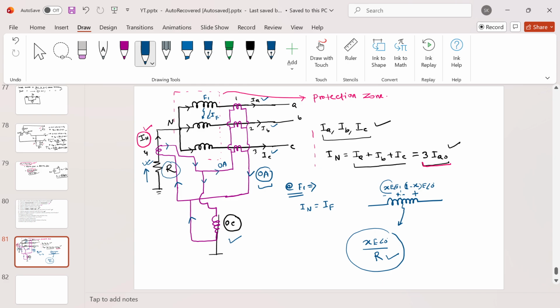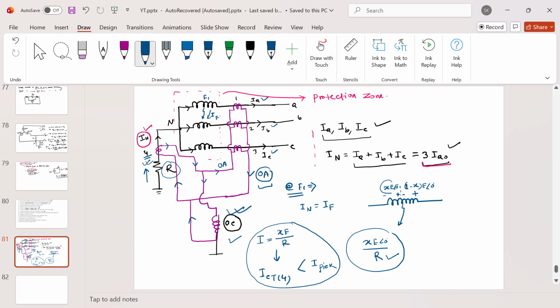So what can happen? Let's say because of this internal fault, you are getting some current I equals XE by R. And if you see the CT secondary current, obviously this is the fourth CT, so this CT4, the reflection current I'm getting, if it is less than the pickup current of this particular operating coil, my relay will not operate. So up to some point, around 80 to 85% of the winding only can be protected. Beyond that, you cannot protect because of this resistance. So this is the scenario for alternator winding protection.